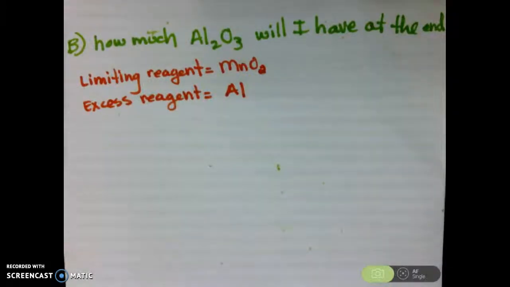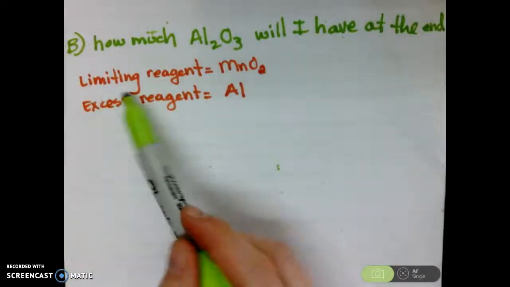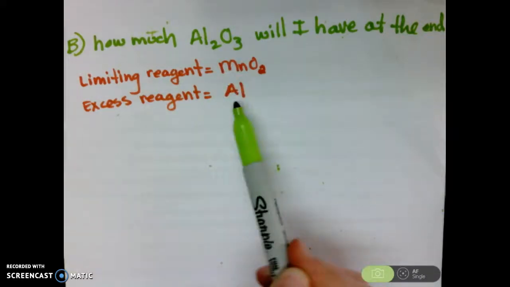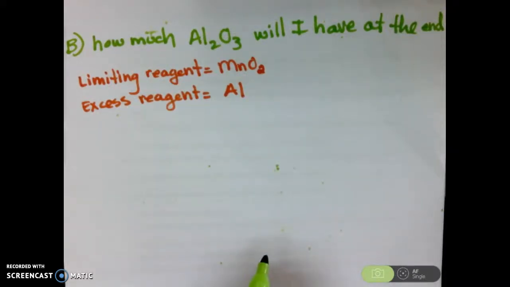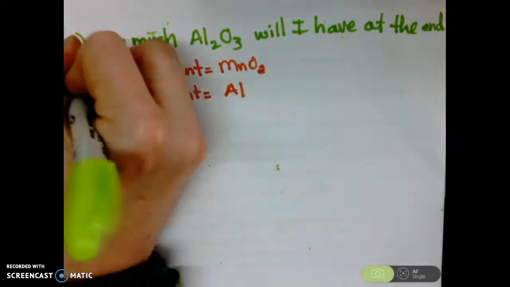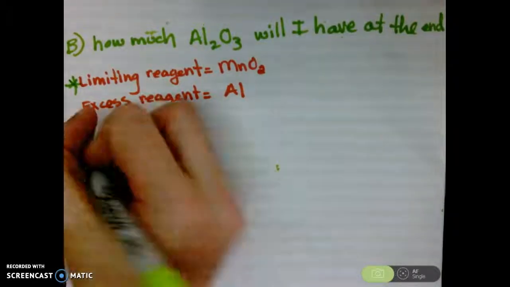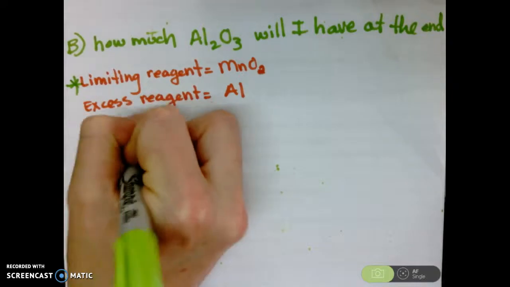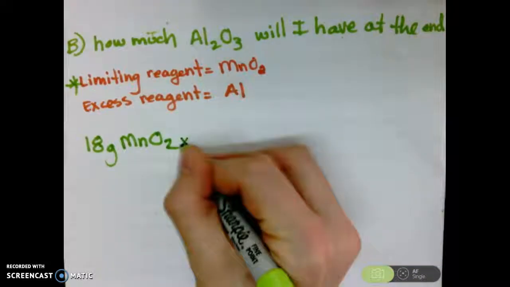Now we move to step B. How much aluminum oxide will I actually have at the end? That is what we're trying to solve. Just as a reminder, I've written down that we found our limiting reagent. That's manganese dioxide, and aluminum is the excess. We have too much aluminum, so we must use our limiting reagent. If you remember, we had 18 grams of manganese dioxide, and that's what we're going to use to solve this problem.